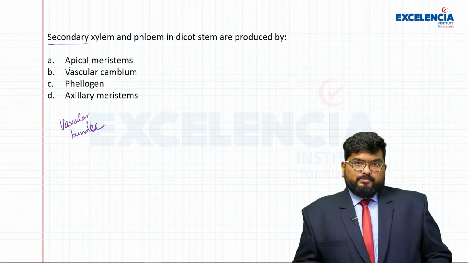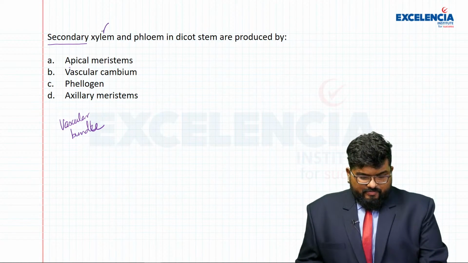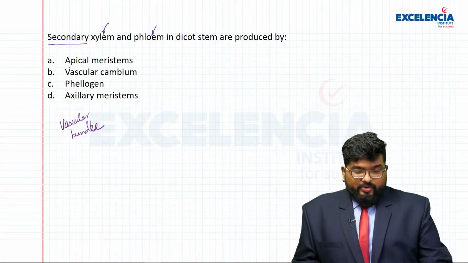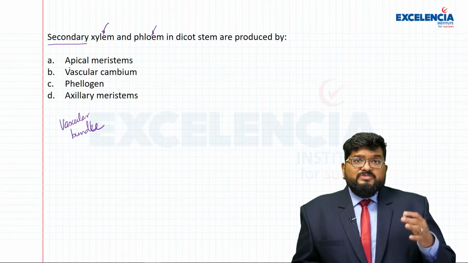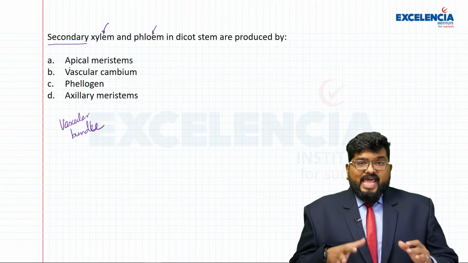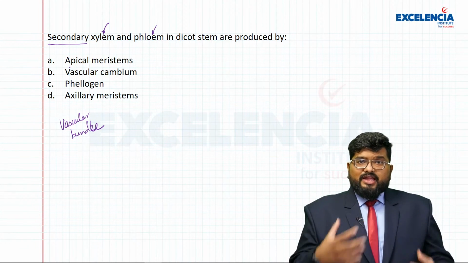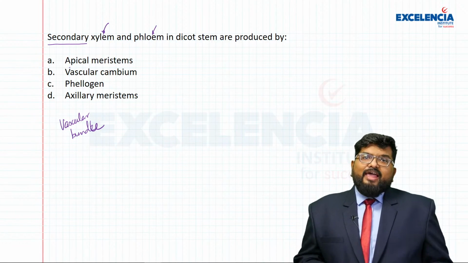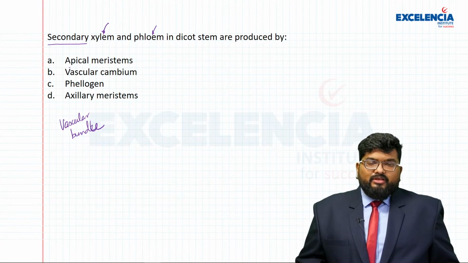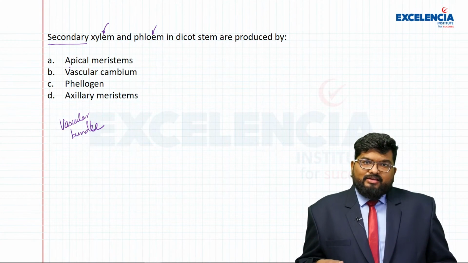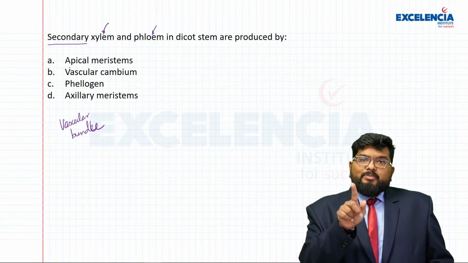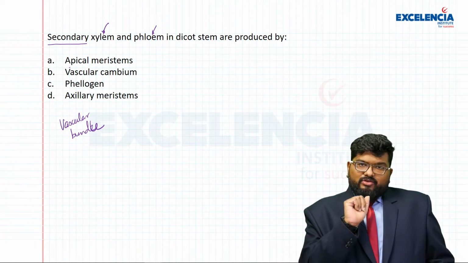Secondary xylem and phloem. The term secondary over here tells us that we are talking about secondary growth, which is a characteristic of what? Dicot plants only. Now, why is it the characteristic of dicot plants? What type of meristem is responsible for secondary growth?